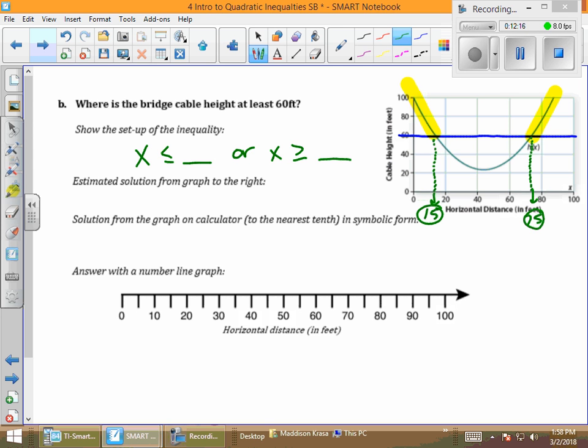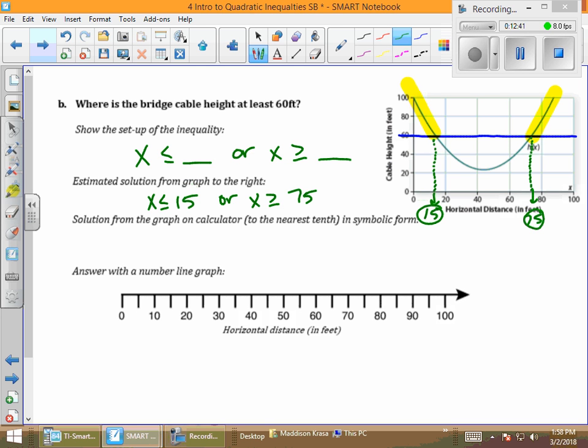Okay, so if we want to do our estimated solutions, we would say x is less than or equal to 15. We guessed 15. Or x is greater than or equal to 75. So now we have two sections of our graph as opposed to one. Okay, now we're going to do those intersections again.